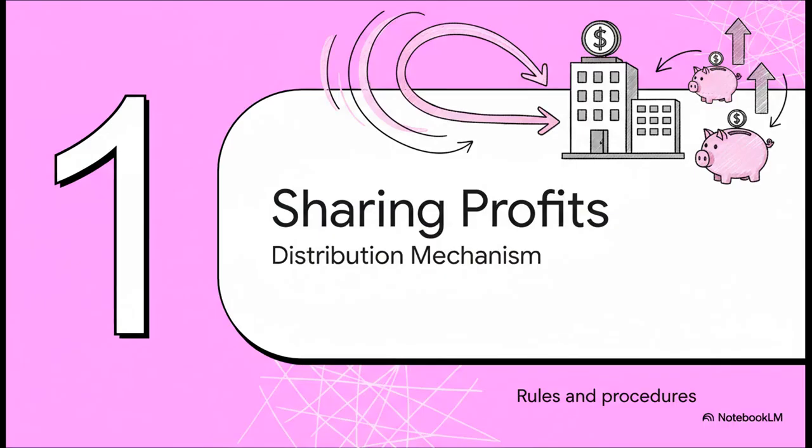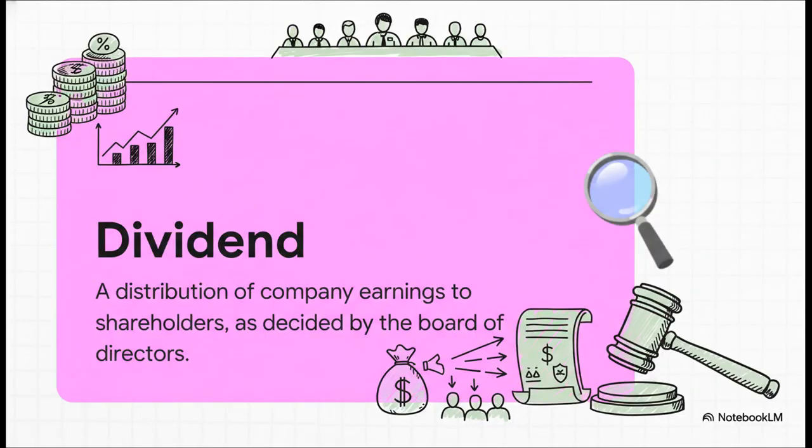And that brings us right into our first section, the actual mechanism for sharing these corporate profits. We're going to look at the specific rules and the formal procedures that dictate how a company can distribute its hard-earned money back to its owners. So let's get a really precise definition on the table. A dividend is a distribution of a company's earnings.